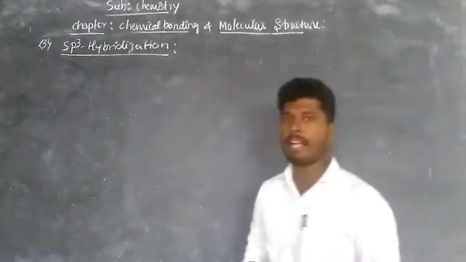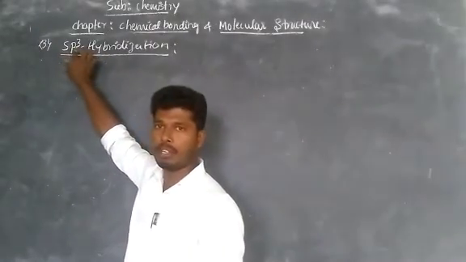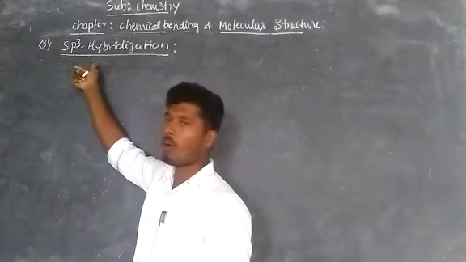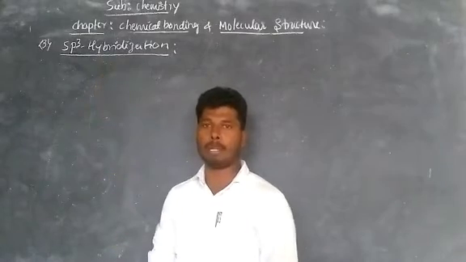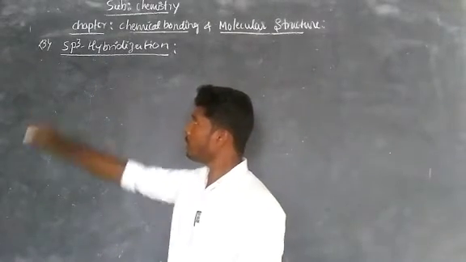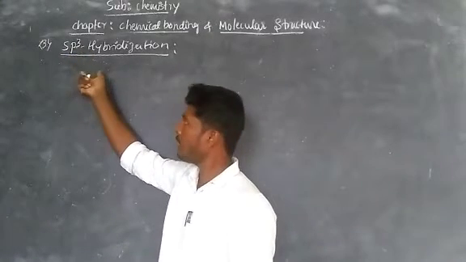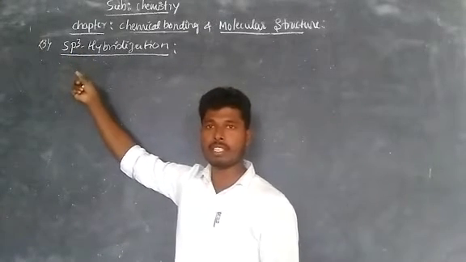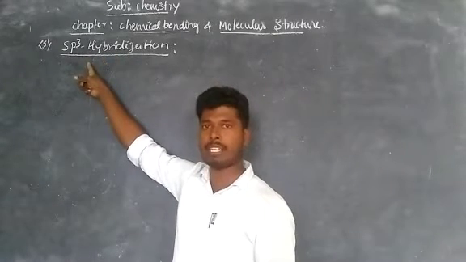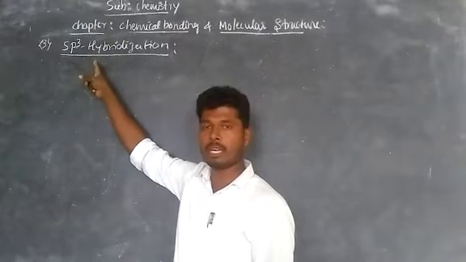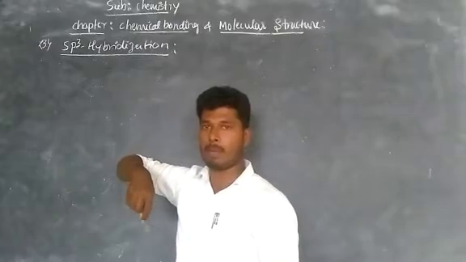So in sp3 hybridization, one s orbital and 3 p orbitals overlap together to form an equal set of 4 sp3 hybrid orbitals. And observe here, there is only one s orbital and 3 p orbitals. Hence, the percentage of s character is only 1 times and the percentage of p character is 3 times in 100%. It means 1:3, means s is 25% and p is 75%.